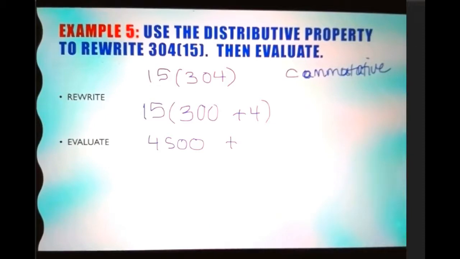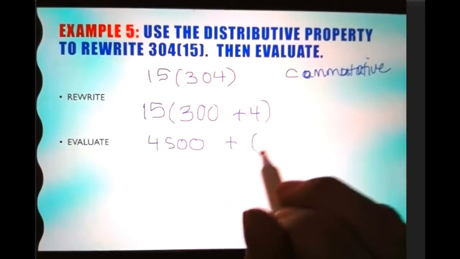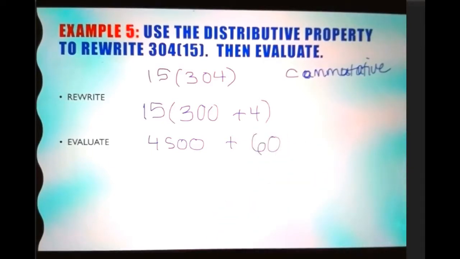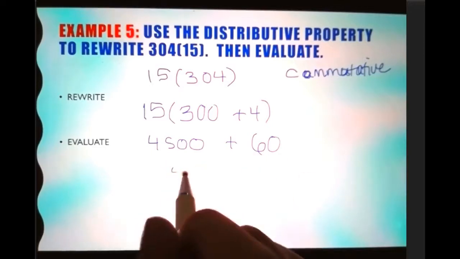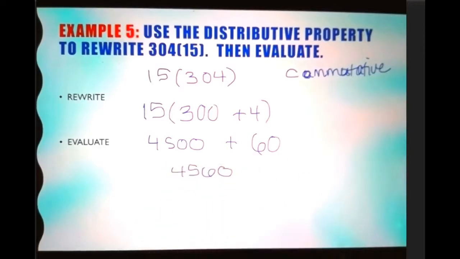All right, so 15 times 3 is 45. 15 times 4, Zoe? Perfect. All right, and Logan, what's my final answer? Jacob, make sure you're copying it down, honey. Perfect.